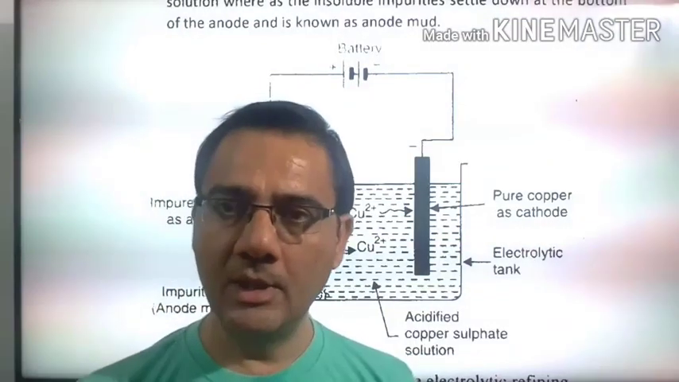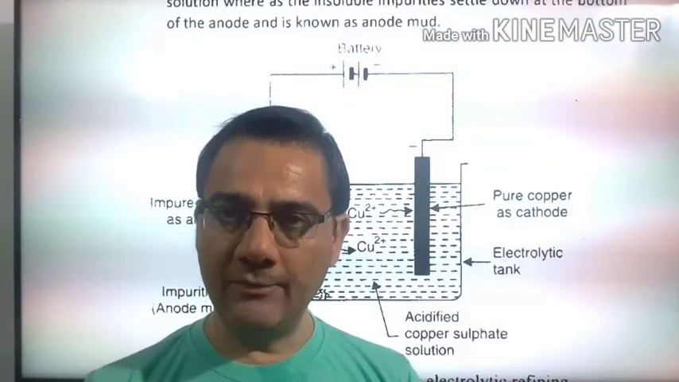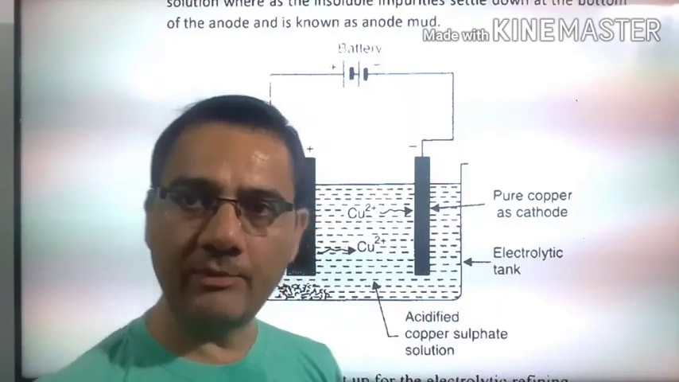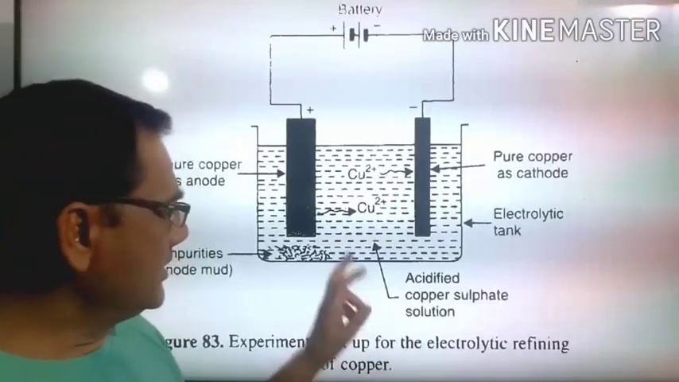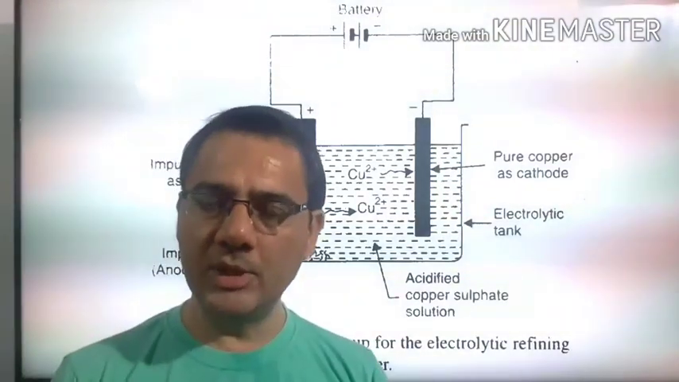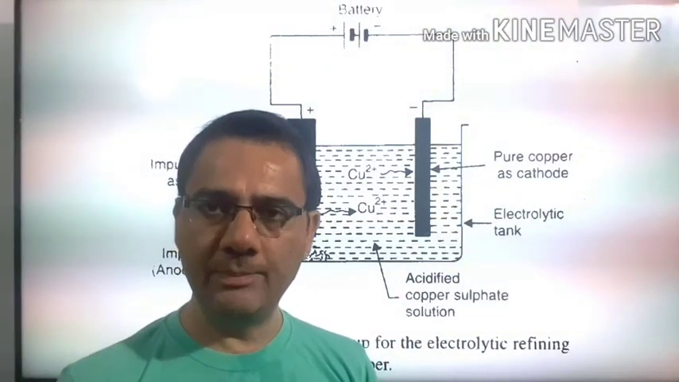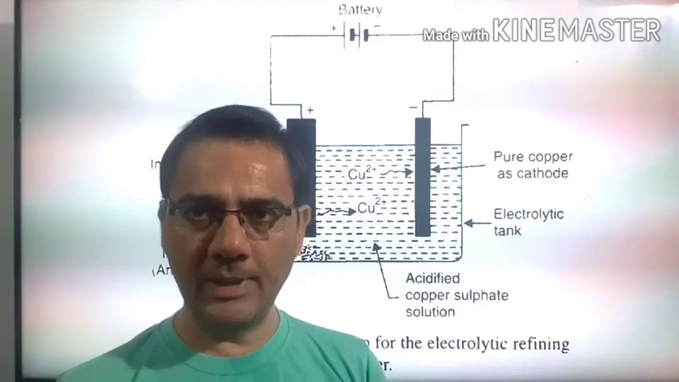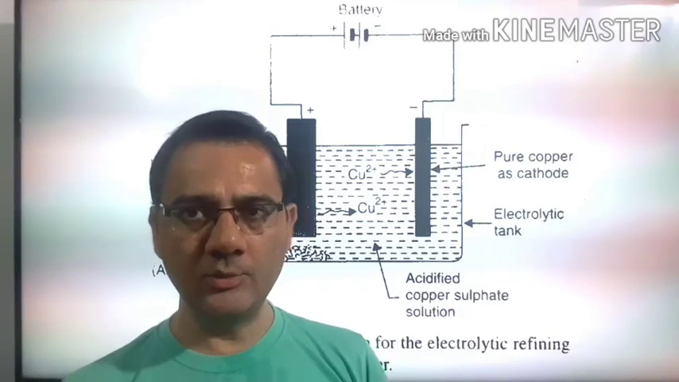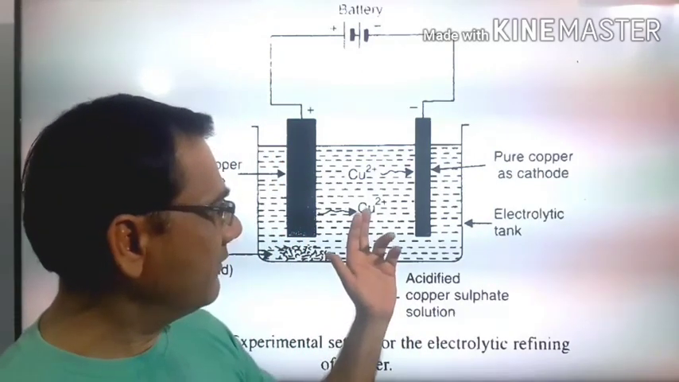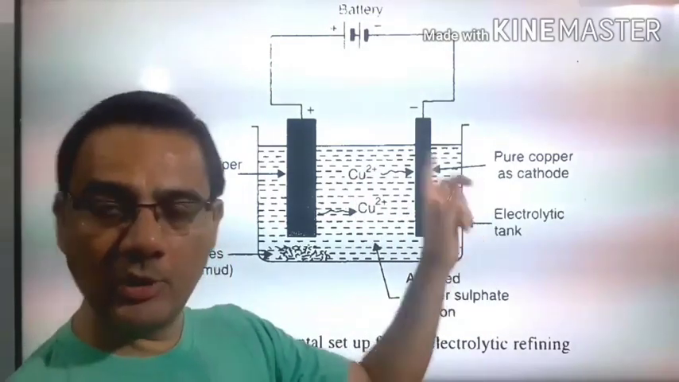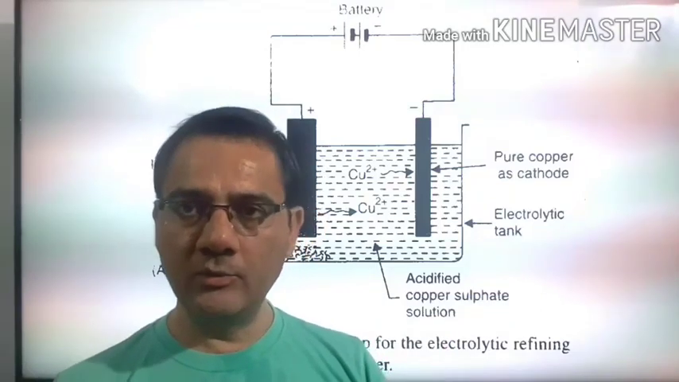Now what happens? We pass the electric current, and when we pass the electric current, some chemical reactions occur in this vessel. What type of chemical reactions occur? See, in the solution we are taking copper sulfate solution. Copper sulfate chemical formula is CuSO4, and when it dissolves in water, it breaks into Cu2+ and SO4 2-. It means copper 2+ ion and SO4 2- ion. So those Cu2+ ions present in the solution start moving towards the cathode, because just now I told you the cations move towards the cathode.